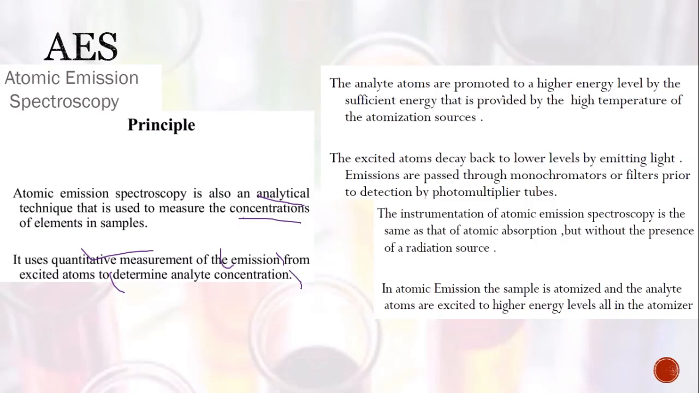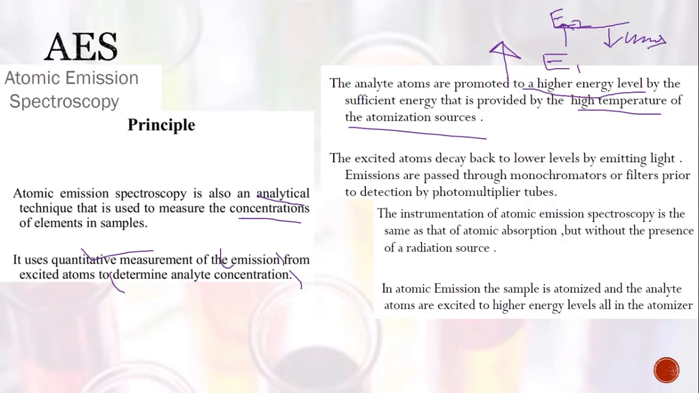The analyte atoms are promoted, of course, to a higher energy level by sufficient energy that is provided by the high temperature of atomization sources. So, of course, the first thing is to make sure that the analyte atoms have been promoted from a lower energy level to a higher energy level. After that, we have the excited atoms decaying back. As they decay back to the lower energy levels, they will emit some light.